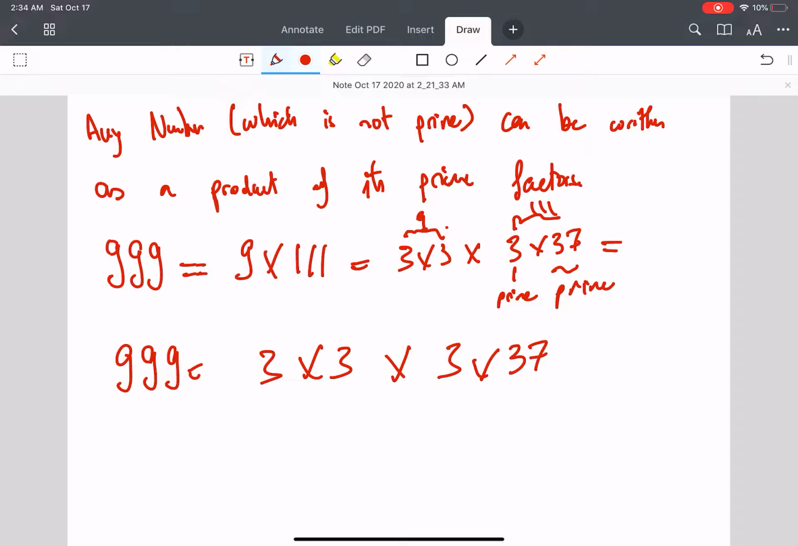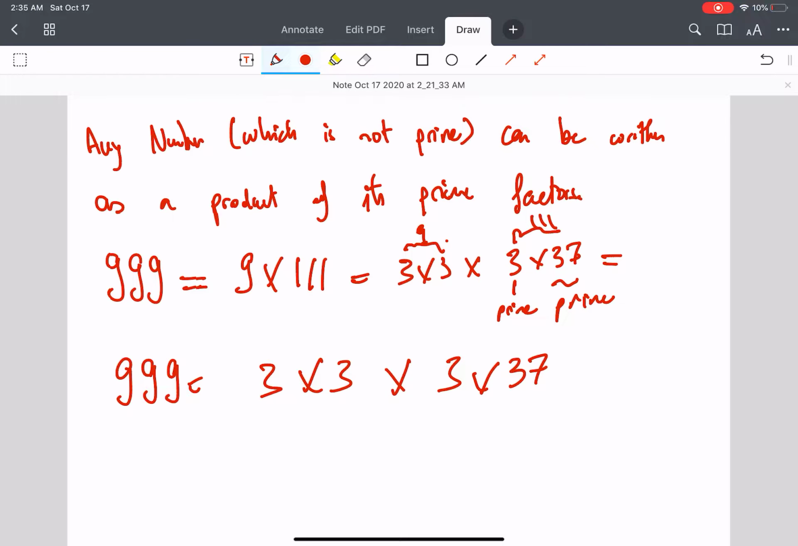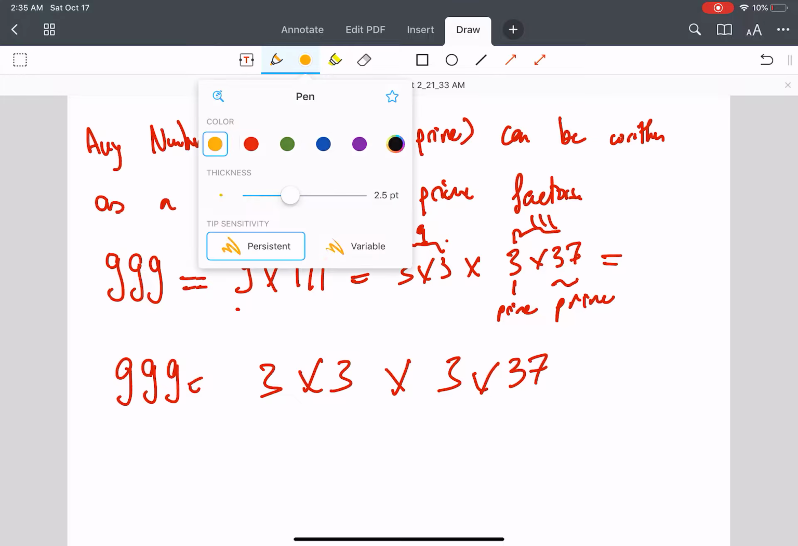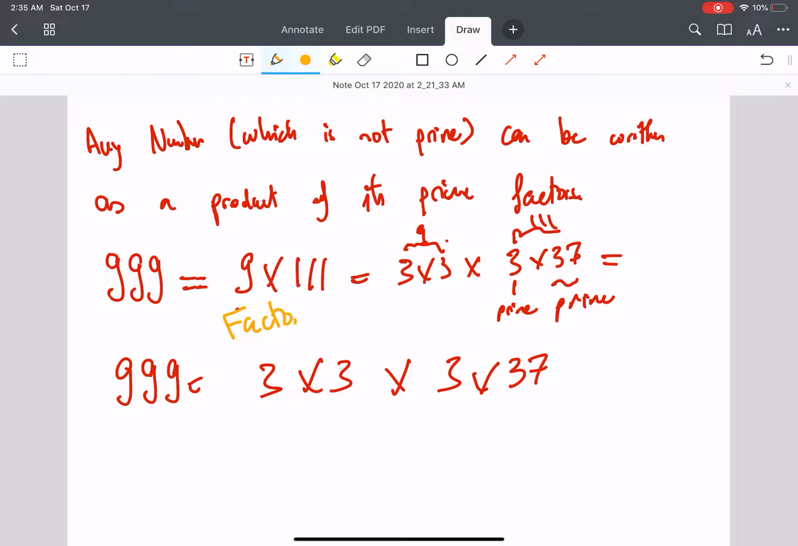Let me make sure that 37 is prime. Yes, 37 is a prime number. Google actually helped me a lot. Okay, let's go forward. 999 can be written as 9 times 111. These are called factors, and these are called prime factors.